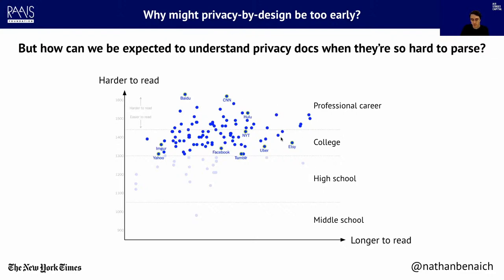In this chart, I'm showing you an illustration of privacy policies from different companies. Some of these are media businesses, some of them are social networks, some of them are transportation apps. And you can see that the vast majority of them are extremely hard to read and generally would require a college degree or a professional career. So how is this okay when there are a billion people on the internet and not everybody has a college degree or a professional career?